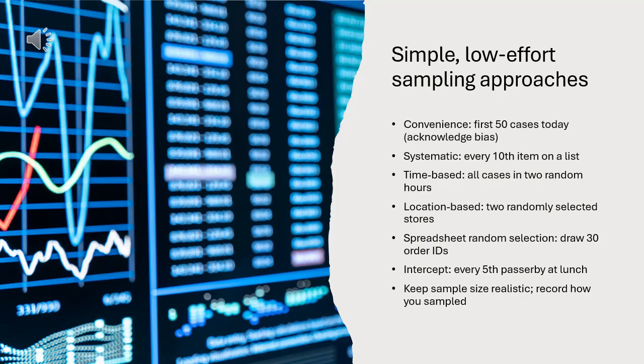Now choose a sampling approach that balances effort and fairness. You want a slice that reflects the whole. Prefer some randomization, even if minimal. Convenient sample with checks, like first 50 cases today. Acknowledges bias. Systematic sample, take every 10th item on a list.